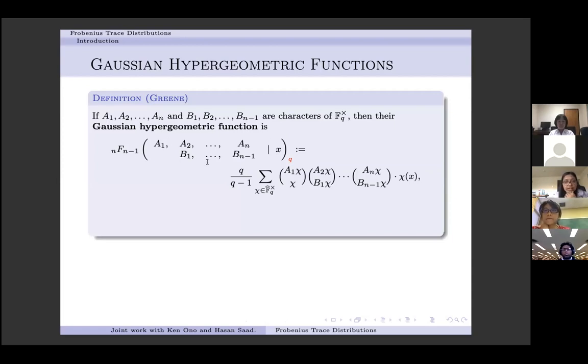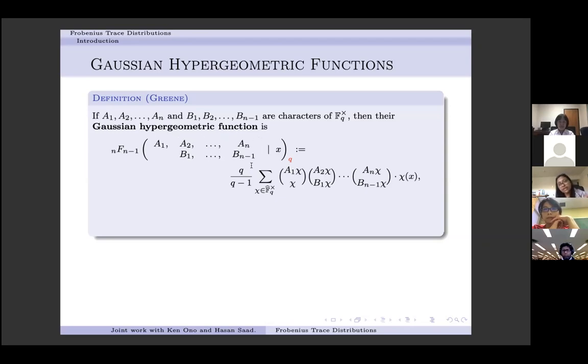So he considered this function where he used the parameters as multiplicative characters. In the classical hypergeometric functions, the parameters are complex numbers, but in Green's function over the finite field, the parameters are multiplicative characters of the finite field. So what is a multiplicative character of a finite field? It is a homomorphism from the group of non-zero points of the finite field F_q to the non-zero complex numbers. So he replaced the complex numbers as parameters with the multiplicative characters.